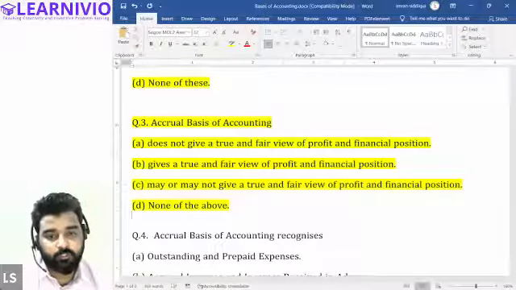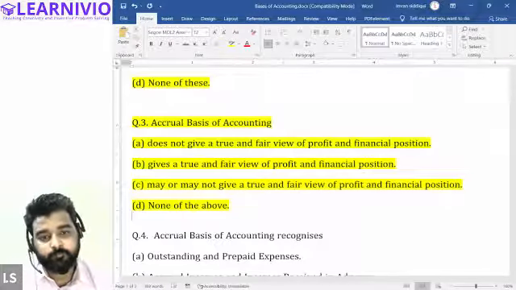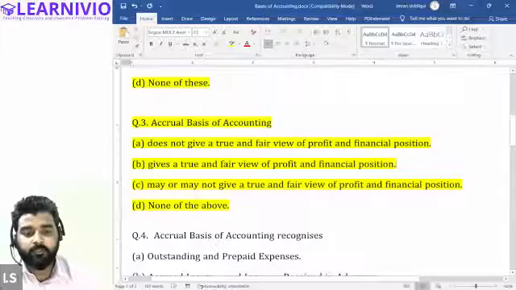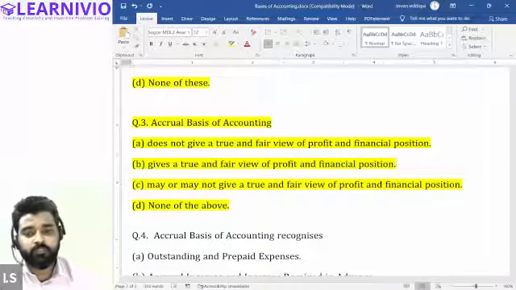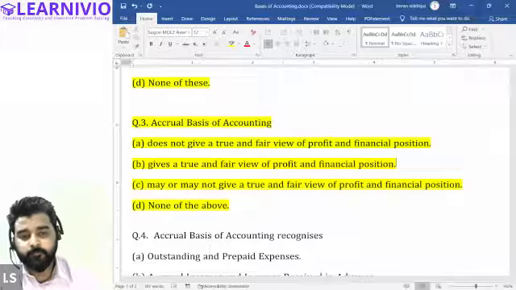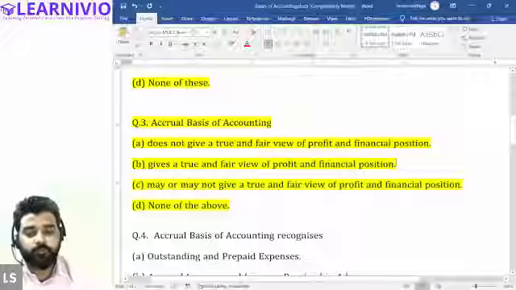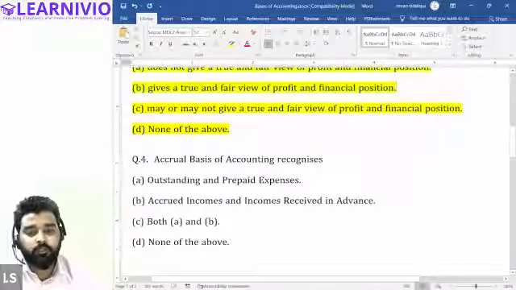B. Gives a true and fair view. Okay, Samiksha, what is the correct answer according to you? Sir, I feel it does give a true and fair view of profit and financial position. So option B is correct according to you. Yes, sir. I had a doubt between B and C for some time, but I feel it's B. And Halima, which option did you choose? B. Okay. So both of you are correct.